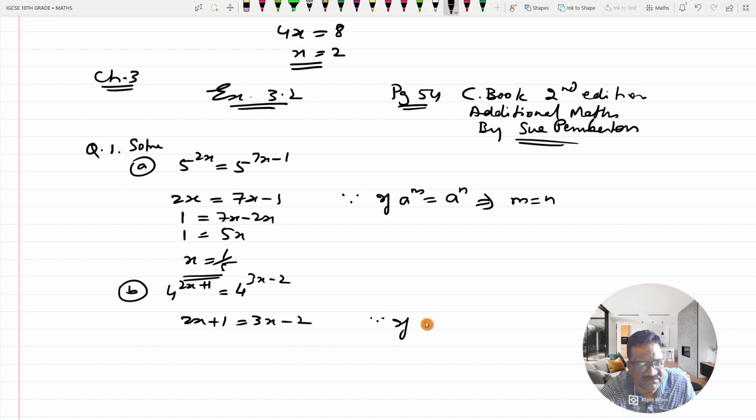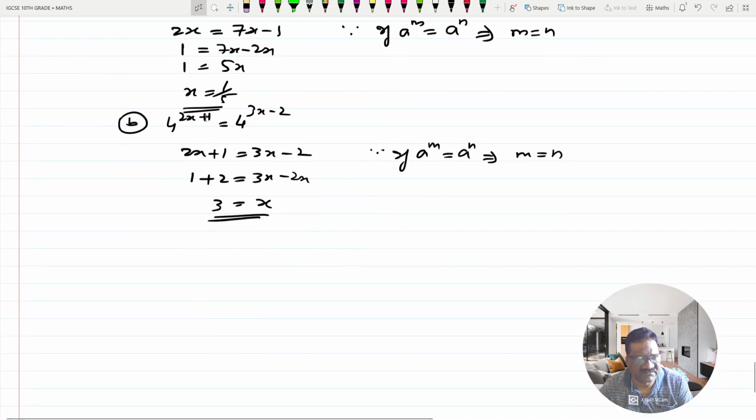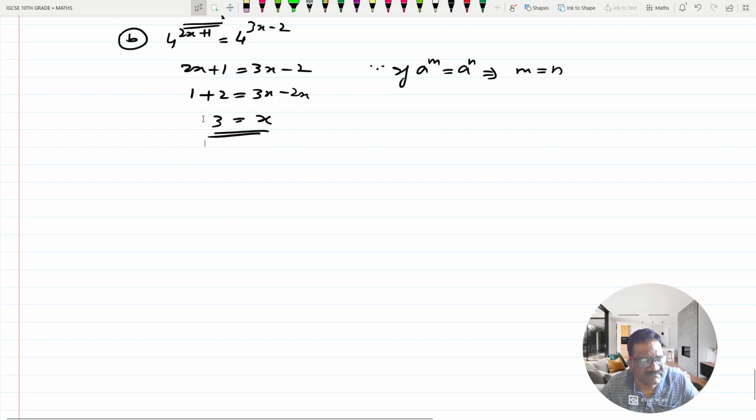This is because if a raised to m equals a raised to n, it implies that m is equal to n. Now what I can do is, this is 1 plus 2, 3x minus 2x. This is x equal to 3. Fine, so that was the B answer. Let us go for C.